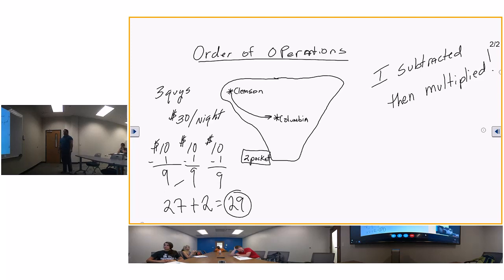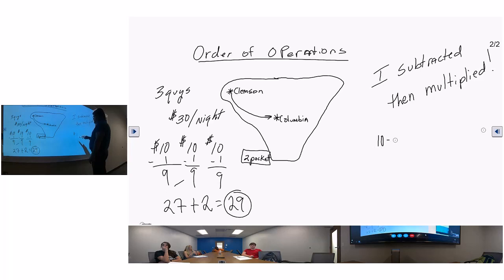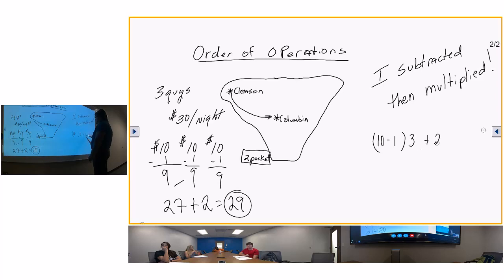I subtracted, and then I what? Multiply. I multiplied. Please excuse my dear Aunt Sally. What am I supposed to do first? Multiply, then subtract. Okay, let's take a look at what I really did. I subtracted 10 minus 1. And I multiplied by 3, and then I added 2. That's basically what I did.